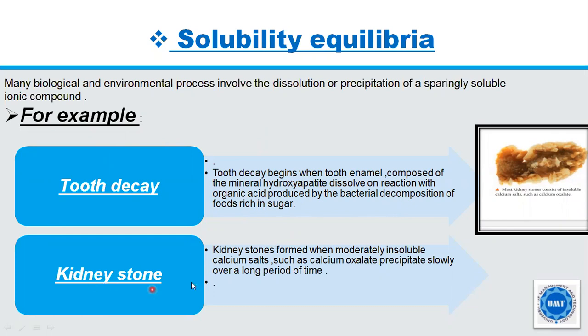The next is kidney stone. Kidney stones form when moderately insoluble calcium salts, such as calcium oxalate, precipitate slowly over a long period of time.